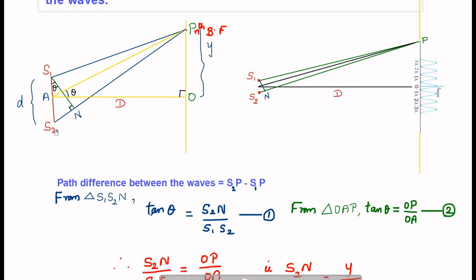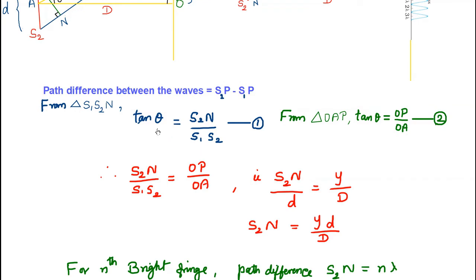Now look at these triangles S1, S2, N. From the triangle S1 S2 N, what is tan theta? Tan theta equals S2N by S1S2. Let us call it equation number 1. Similarly, from the triangle OAP, what is tan theta? Tan theta equals OP divided by OA.